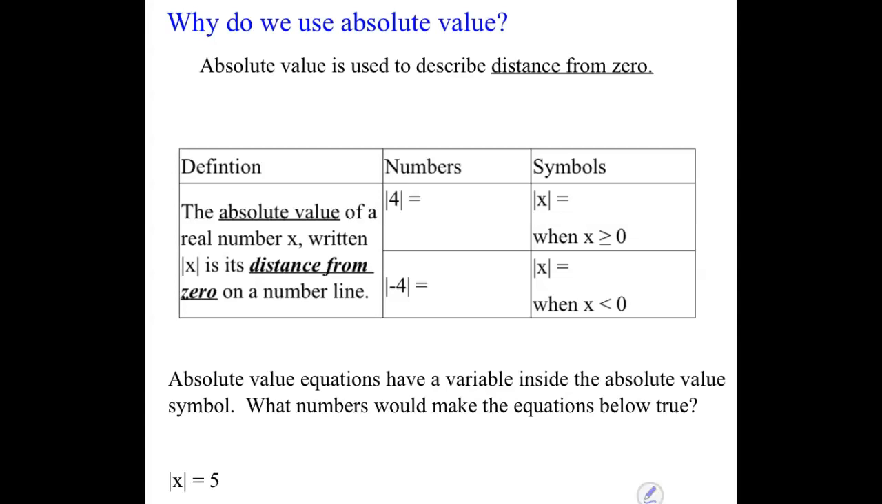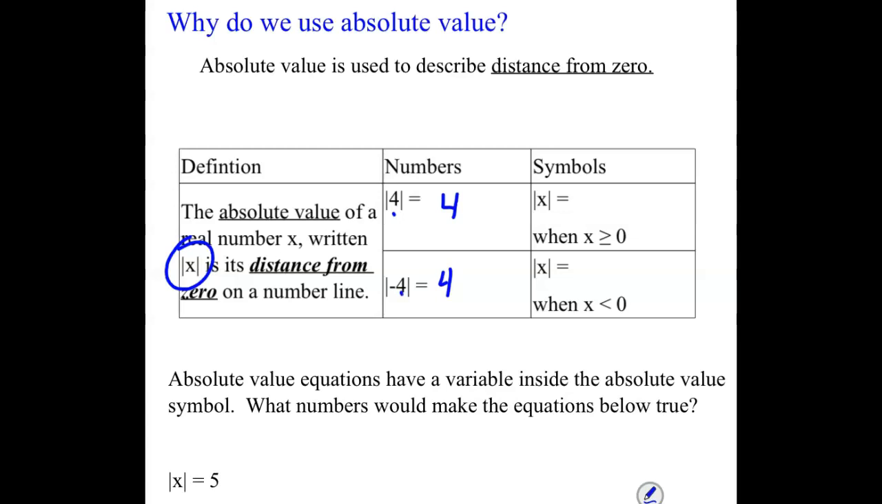Our symbol for it are those straight bars. What do we mean when we say the absolute value of 4? What would we get? The absolute value of 4. It's 4. We're basically saying 4 is how many spaces from 0? It's 4 spaces. How about the absolute value of negative 4? It is also 4. So I put a positive 4 in, I got a positive 4 out. I put a negative 4 in, but I still got a positive 4 out.